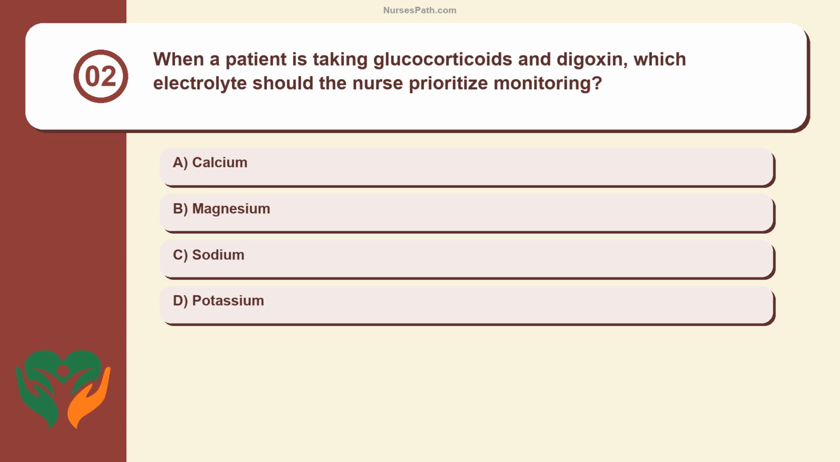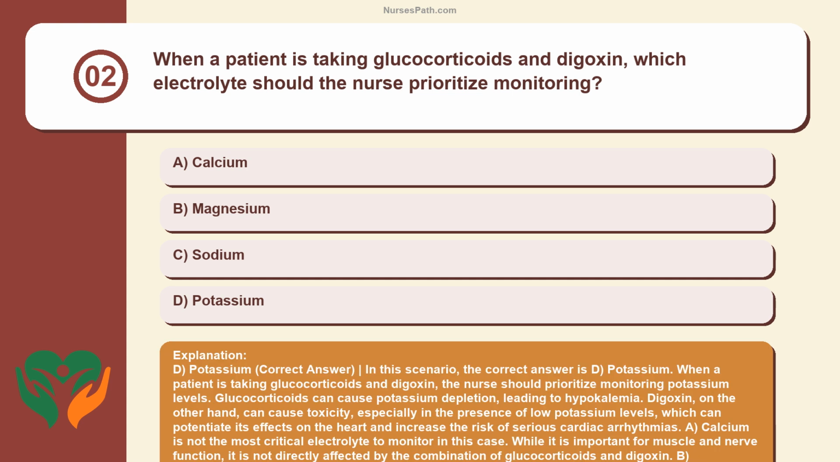Question 2. When a patient is taking glucocorticoids and digoxin, which electrolyte should the nurse prioritize monitoring? A. Calcium, B. Magnesium, C. Sodium, D. Potassium. D. Potassium. Correct answer. In this scenario, the correct answer is D.